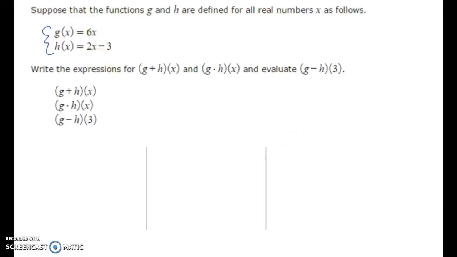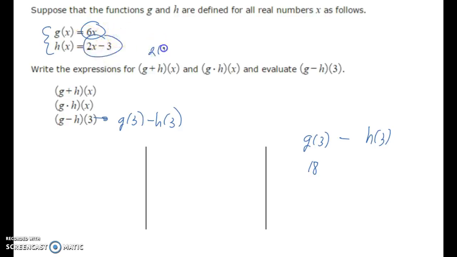For this last example, you can do one of two things. You could either just figure out what g of 3 is, and then figure out what h of 3 is, and subtract those two answers, because this does mean take g of 3 and subtract h of 3. And if you do that, you can look up here and see that g of 3 is going to equal 6 times 3, or 18, and h of 3 is going to equal 2 times 3 minus 3, which equals 6 minus 3, or just plain old 3. And our final answer will be 15.